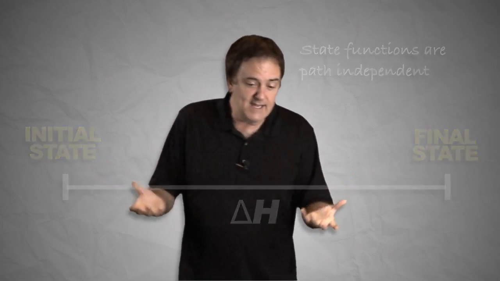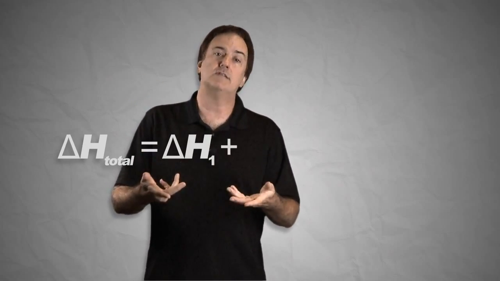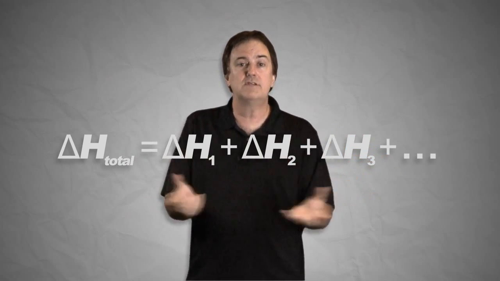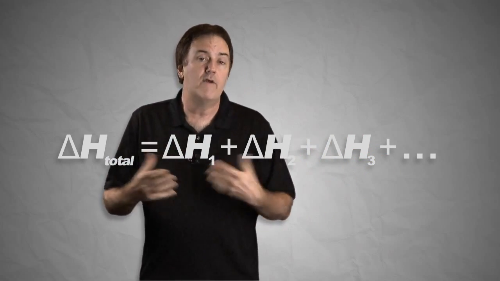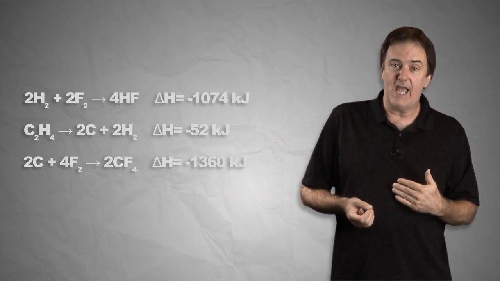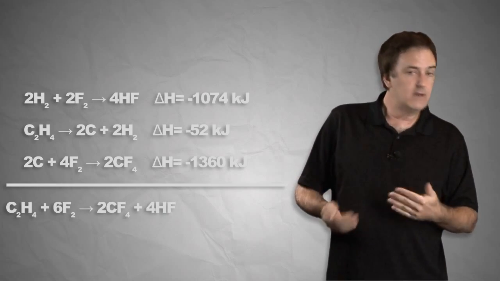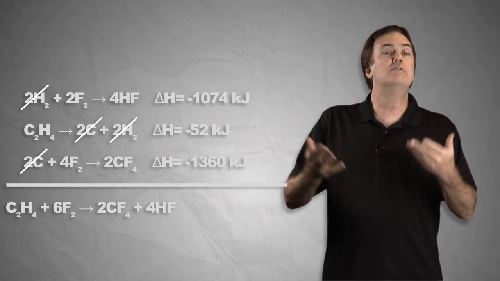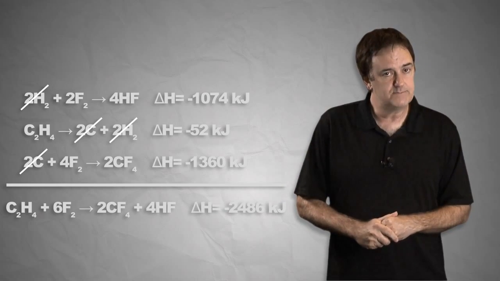So how do we write it? It's pretty simple. We write that the delta H total is equal to delta H1 plus delta H2 plus delta H3, etc., etc. However many steps you got, you add them together. For us chemists, we're often adding reactions together. And so you just stack a bunch of reactions and you add them up, cancel what's alike on each side, just like you do in algebra, and do the same thing with the delta H's.